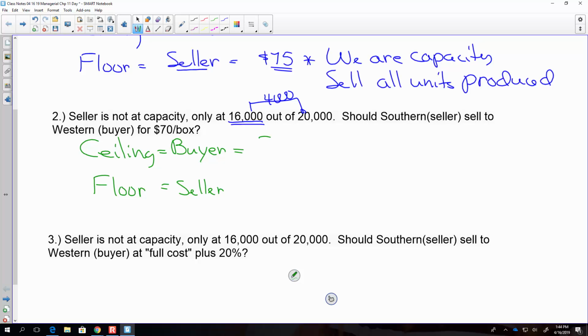Now we can say the ceiling is 70 in this case, because we're not at capacity. The company that is selling them is not at capacity. So they're looking to buy it for $70 a box. The question then comes in, what is the minimum the seller is willing to sell it to the internal division, which is Western? So here we've got to decide what variable costs in dollars make up that floor, right? So going back to the previous page on 639, what variable costs do I include in this computation here?